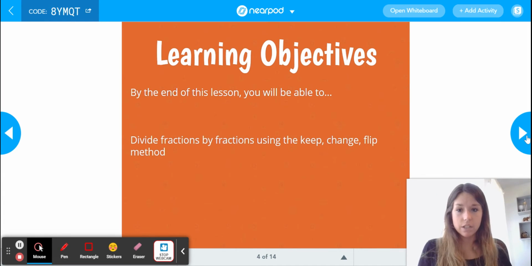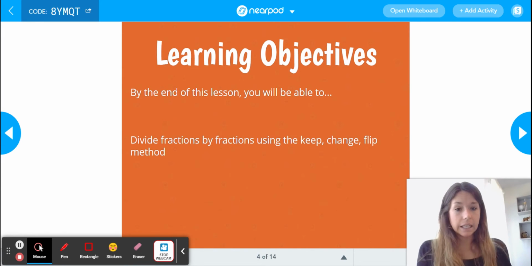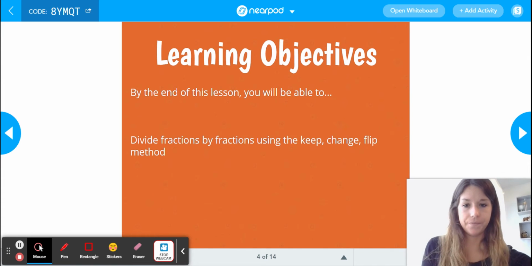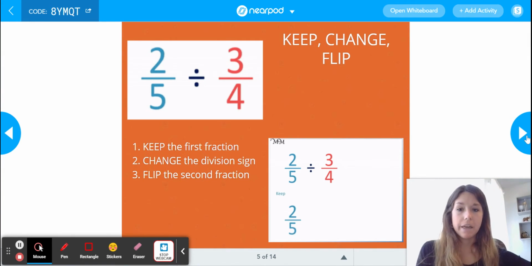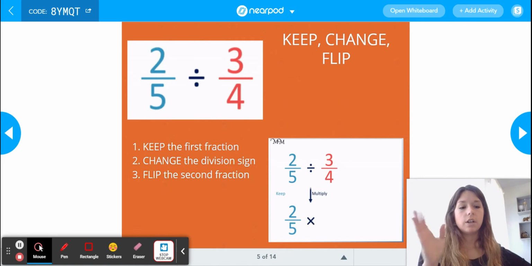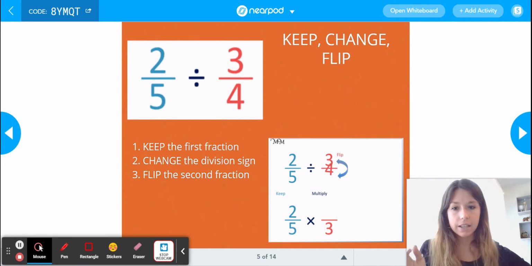Our objectives. By the end of this lesson, you will be able to divide fractions by fractions using the keep, change, flip method. So this method is in order of how we divide. So the first fraction, we keep it. We keep it exactly the same.